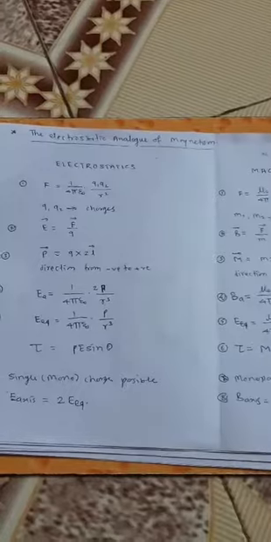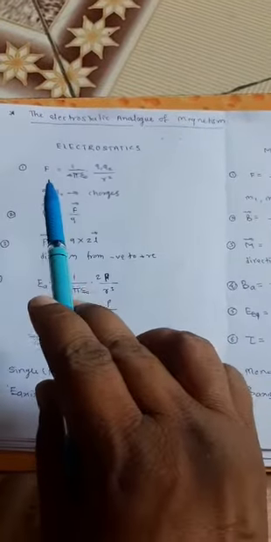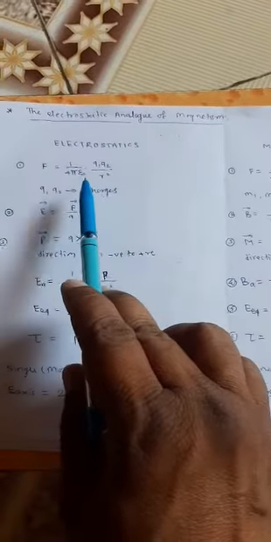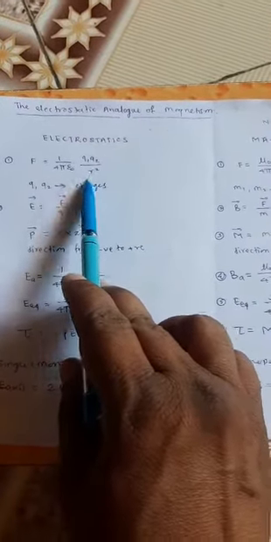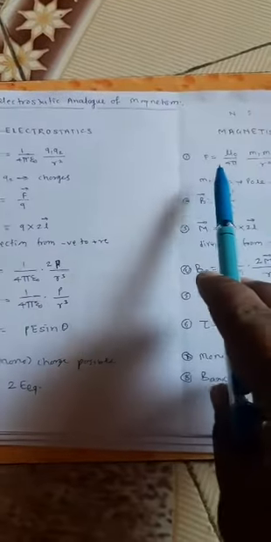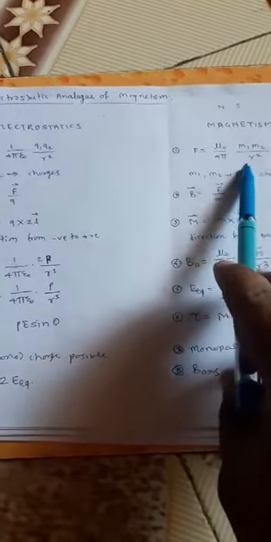इसका मतलब है, अगर आपको एक्सप्रेशन फॉर फोर्स बिटवीन एनी टू चार्जेस अगर पता है, तो we can easily write the expression for force between two magnetic poles.